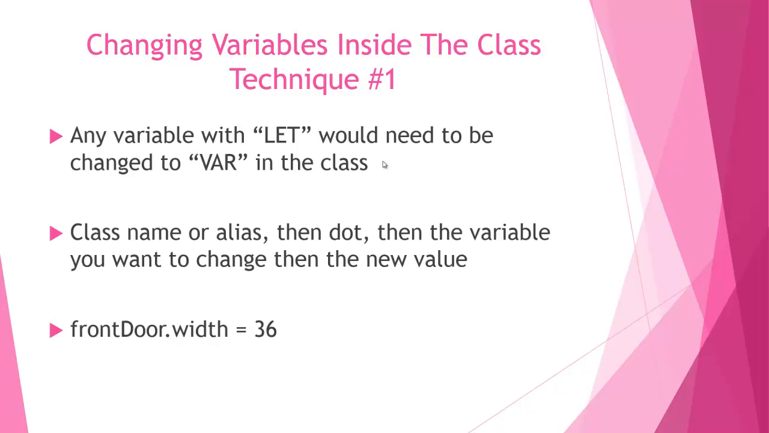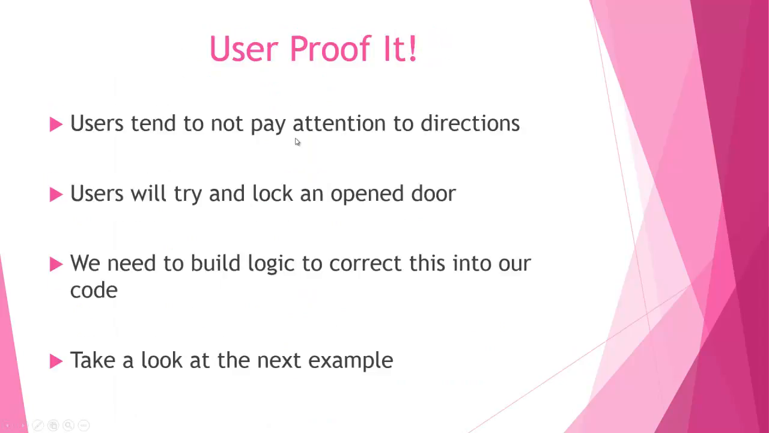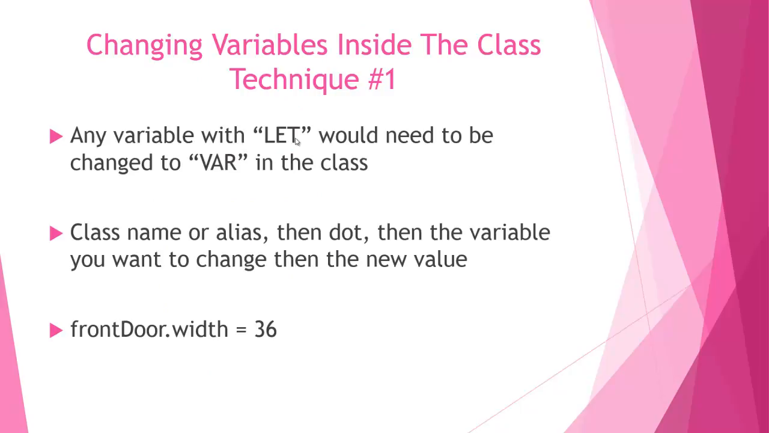But so then I can give the class an alias, then a dot, and then the variable I want to change. So back up here, what was I going to change? I'm going to change the width. So if I look, my width right now is 32. So that's where it is in my initial class. So if I want to change that, because now I made a front door, which is a different size, I give it an alias, which I did with frontDoor, dot, and then the variable that I want to change, so frontDoor.width, and then the new value I want to put in. So frontDoor.width equals 36. So that's the ghetto technique.